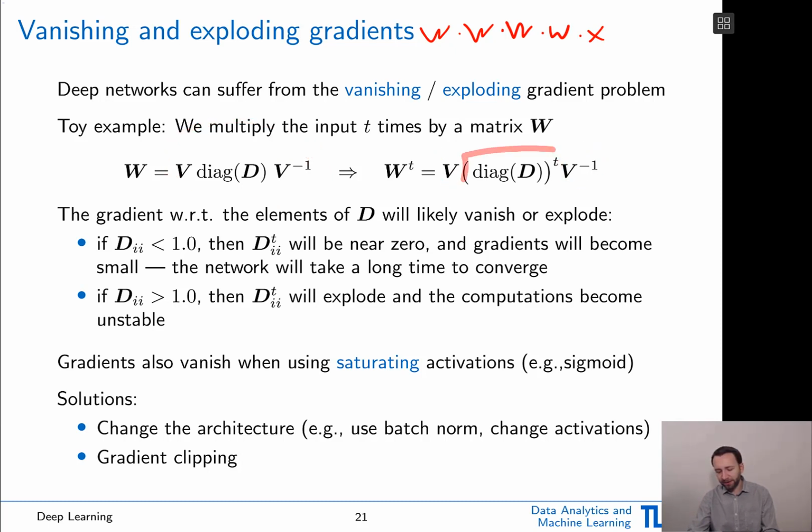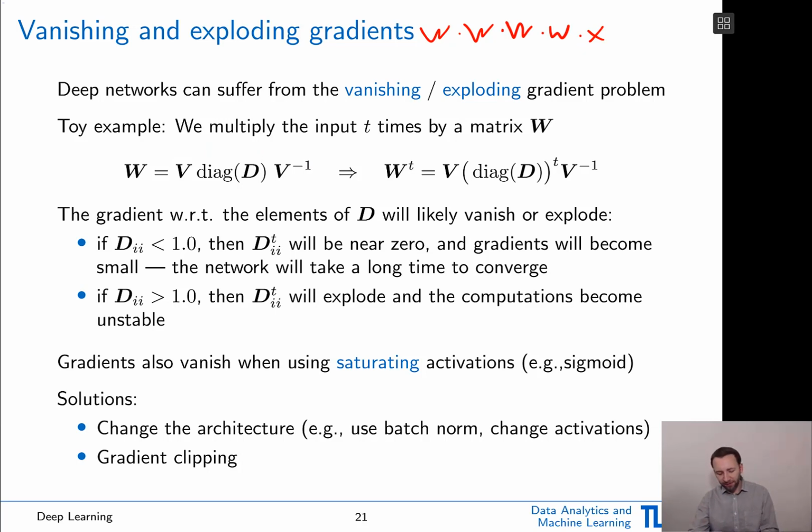and here we have our diagonal matrix to the power of t. This happens if you write this down in this factorized form. So this happens if you have multiple layers of multiplying with these weight matrices. So why is this now an issue?